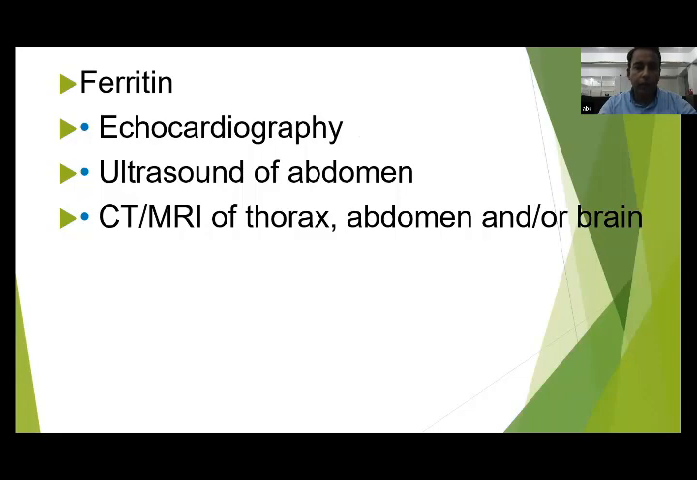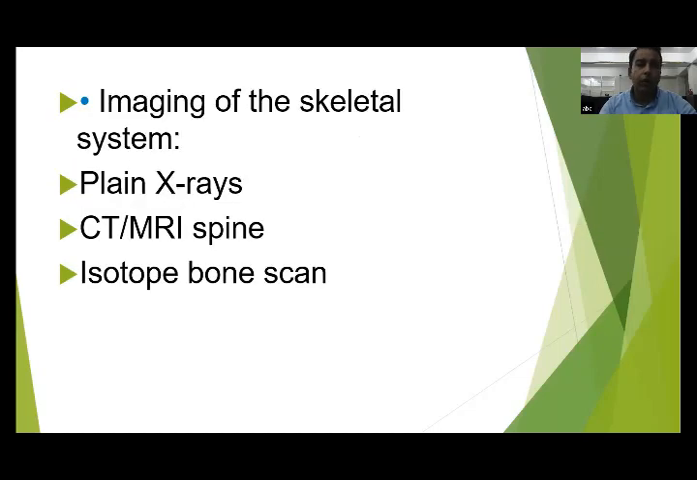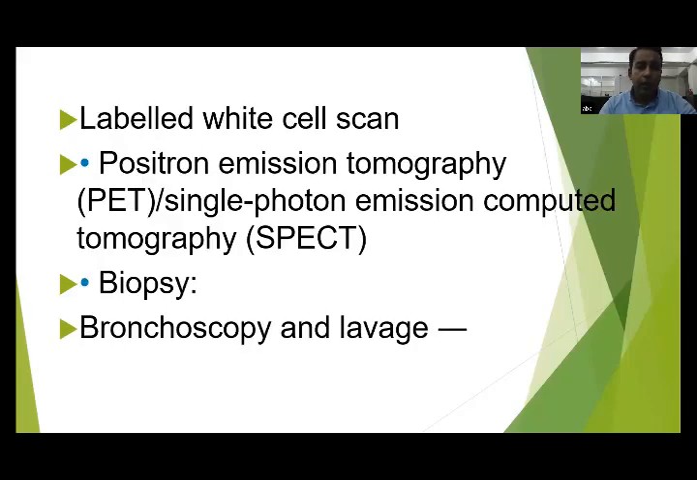Echocardiography, if you find a murmur, or even otherwise, comes in the early investigations of PUO. Echo and ultrasound abdomen. If you find something there, then go for CT or MRI of thorax, abdomen or pelvis. Imaging of skeleton: plain X-rays, CT, MRI, isotope scan, PET scanning for malignancy is very important.